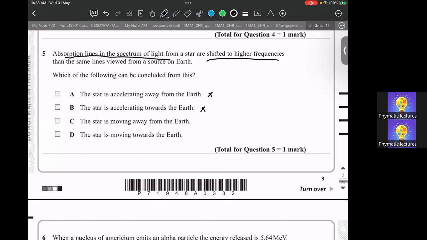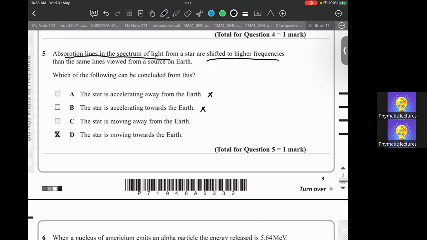The concept of compression is happening. So as a result, the frequency is high because the apparent wavelength is decreasing. That means the frequency is high. So which option is the correct answer for this? Option D. The star is moving towards the earth.